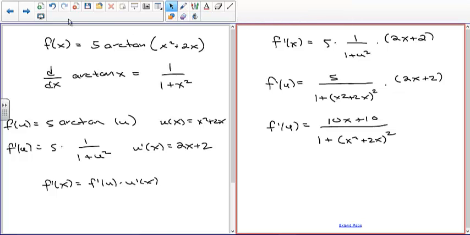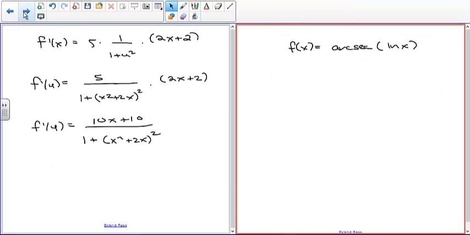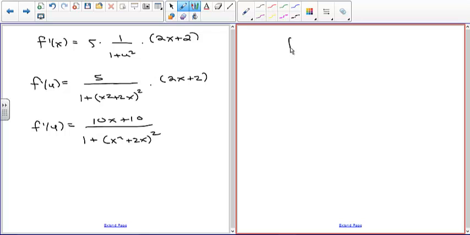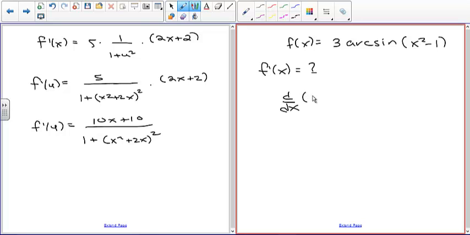Okay, let's try another one here. Actually, I'm going to make one up that's not involving the arcsecant. So let's say f of x equals 3 times the arcsine of x squared minus 1. So what is f prime of x? The formula, I'll write it down for you: the derivative of the arcsine of x is equal to 1 divided by the square root of 1 minus x squared.